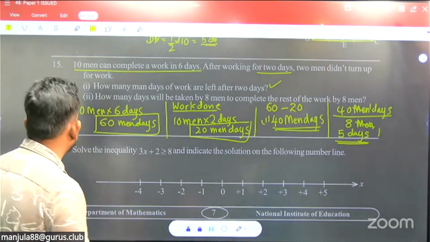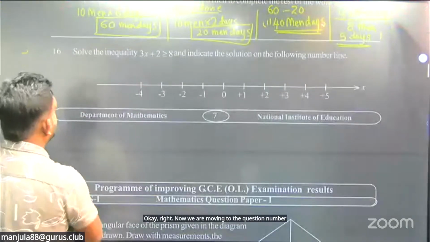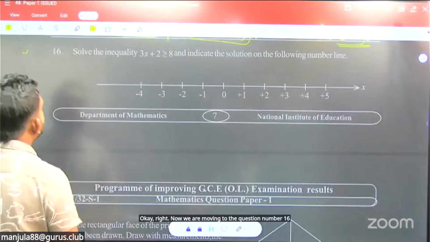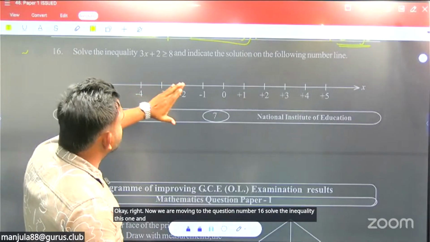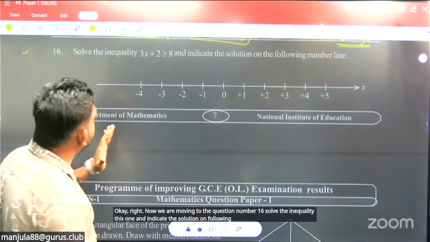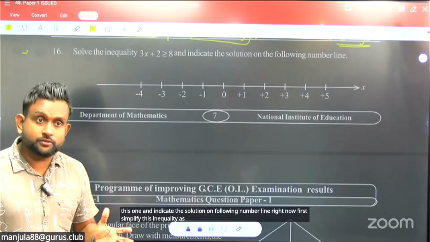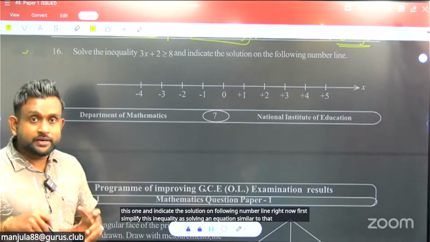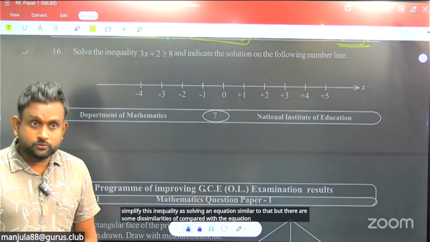Okay, right. Now we are moving to question number 16. Solve this inequality and indicate the solution on the following number line. Right. Now first simplify this inequality as solving an equation, similar to that, though there are some dissimilarities compared with the equation, but you can check here.